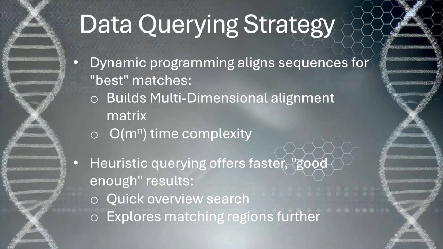When querying biological databases for matches between n sequences, traditional dynamic programming methods construct an n-dimensional alignment matrix to find the best sequence match. While this approach is thorough, it's time-intensive and grows exponentially slower with sequence length, with a time complexity of O(m^n) for sequence length m and number of sequences n. Heuristic querying, on the other hand, approximates results by performing a quick initial search to identify regions which seem to match, which are then explored in more detail. Though it sacrifices a bit of precision, heuristic querying is significantly faster.